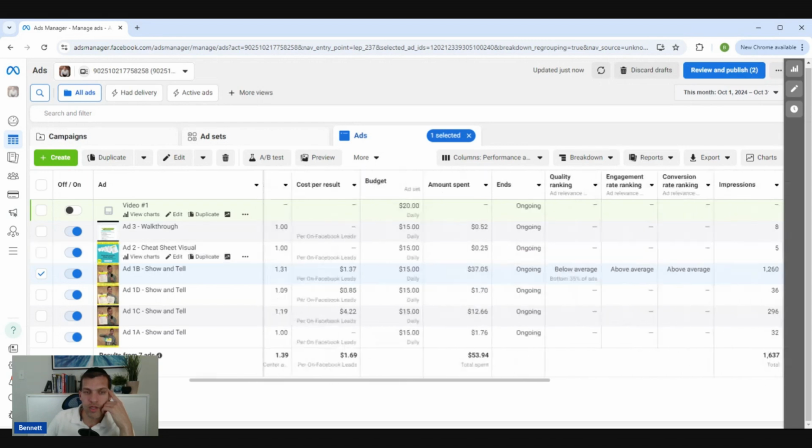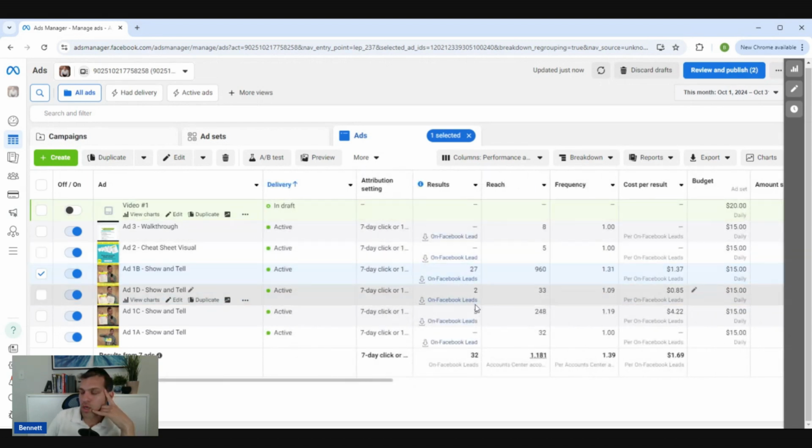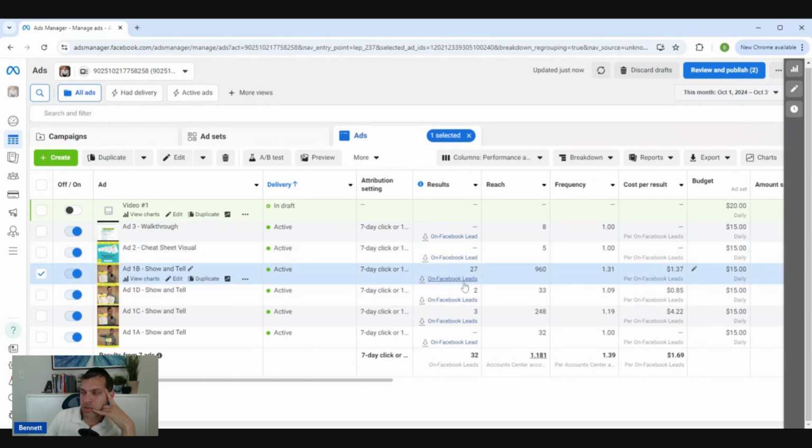There's so much information, and not all of it's really that important. So when it comes to your results, here are my results. This will give me 27, this will give me 2, this will give me 3. And the reach is how many accounts saw it. The frequency is how many times somebody saw it. So people saw it 1.31 times.